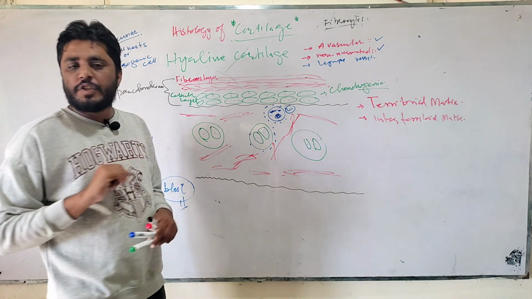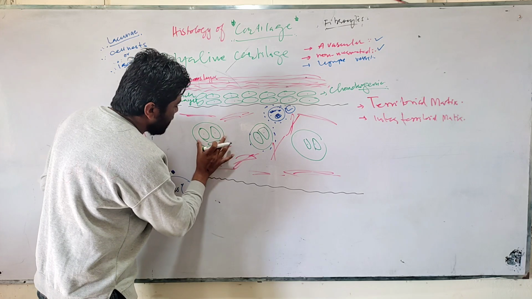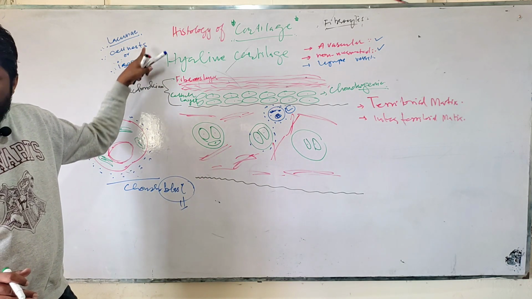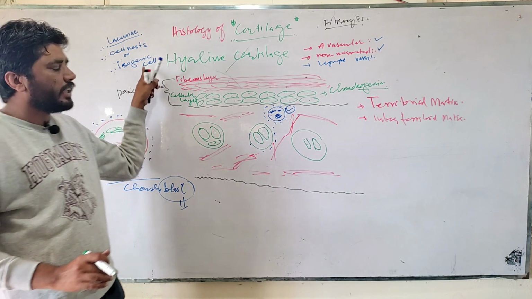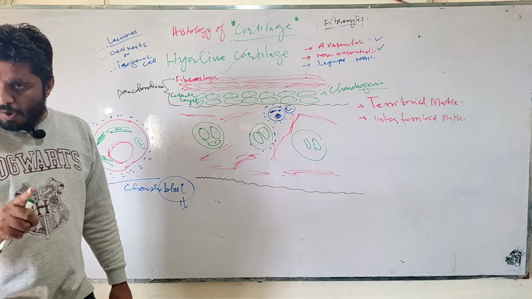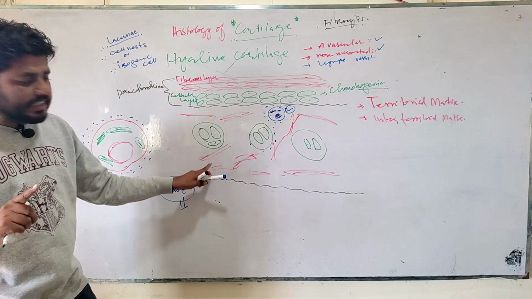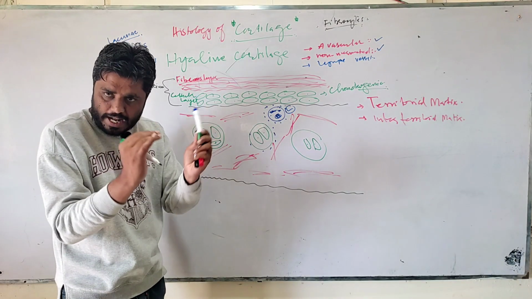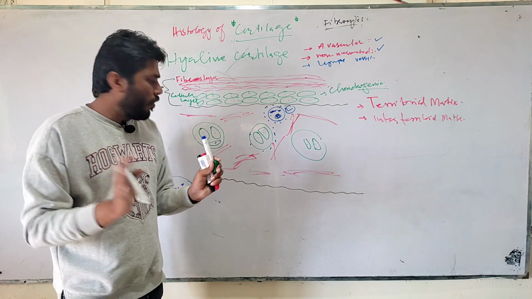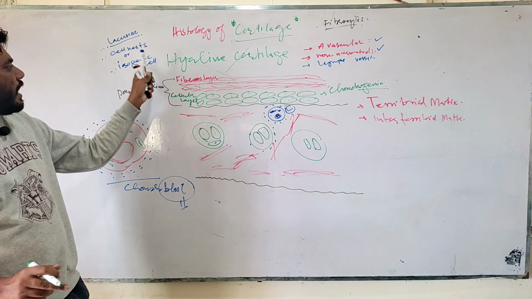So here, what will you do? Look here. You can call this structure a cell nest, or you can call this structure an isogenic cell group. Which cells? The cells that are together, surrounded by a little perivascular area or some chondrocyte extracellular matrix. This is known as a cell nest or isogenic group.